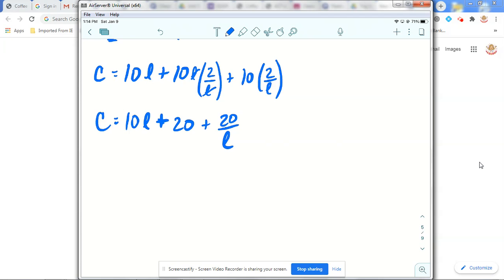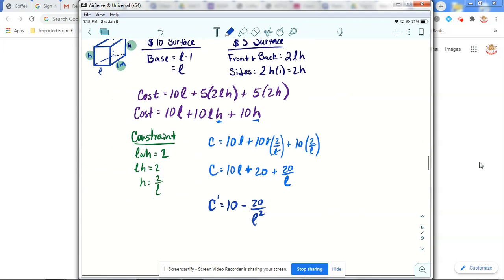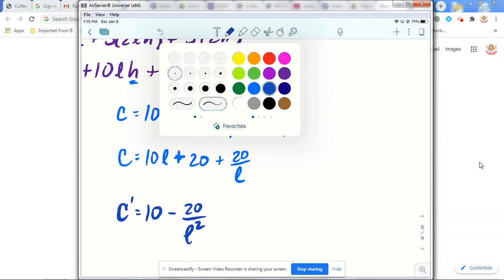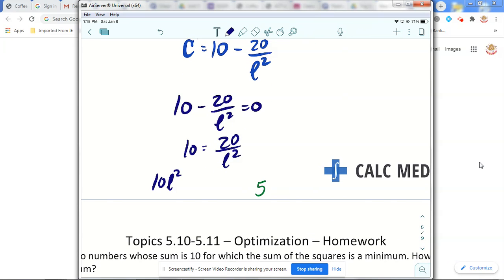Okay, we're good. All right, so now we want to do the derivative. Derivative of 20 is just 0. And then here we can do our little trick we've been doing where we change the sign, and then it's 20 over L squared. Okay. Now we want to find where this is 0. So we'll set it equal to 0. So L needs to be the square root of 2.